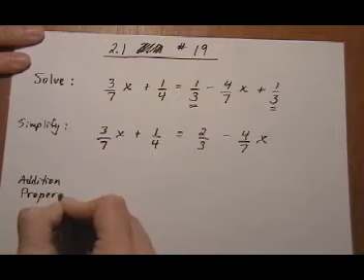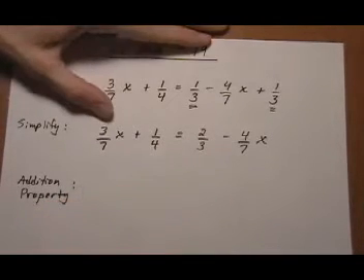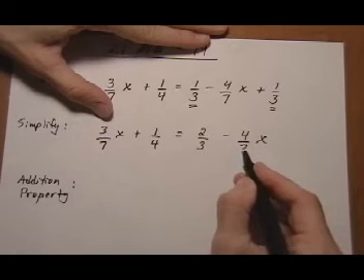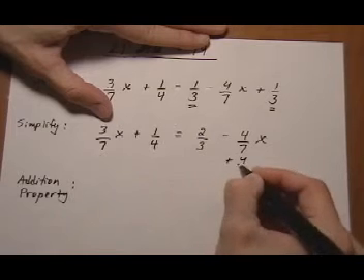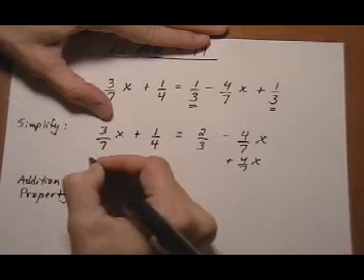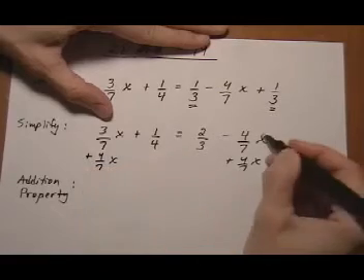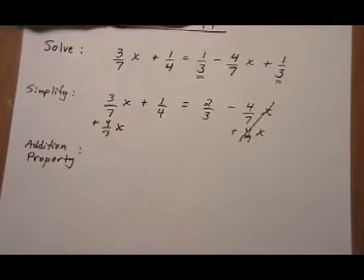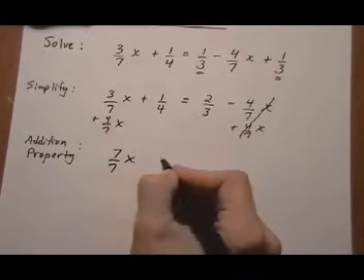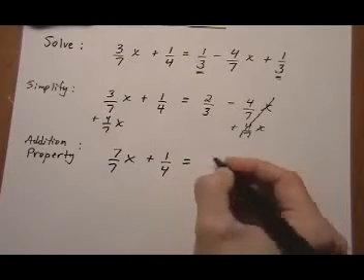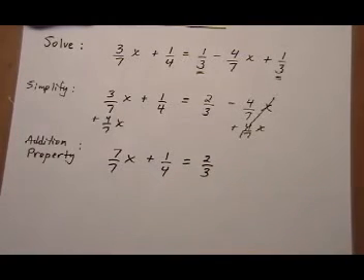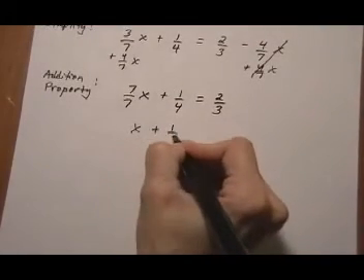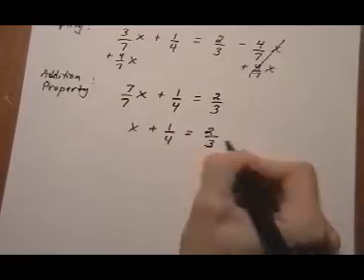And then we go to the addition property. And we want to get the x all by itself on one side of the equation. So our first step would be to get rid of this x on the right so we can make it move over here to be on the left with the other one. Plus 4/7 x, plus 4/7 x cancels on the right. And that's going to give us 3/7 plus 4/7 is 7/7 x. Bring down the other stuff. Plus 1/4 equals 2/3. And 7/7 x is just x. So we have x plus 1/4 equals 2/3.